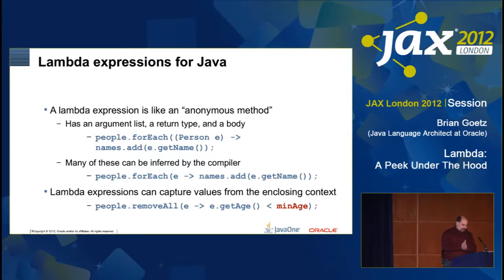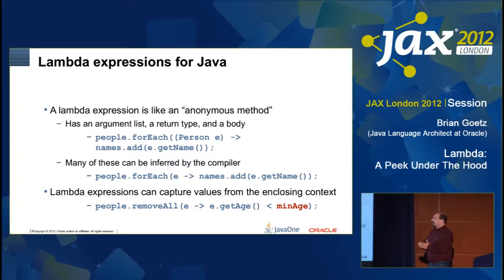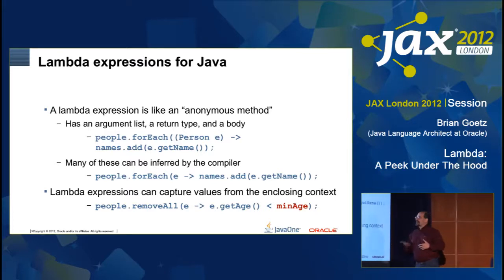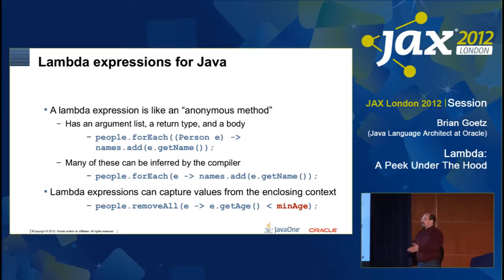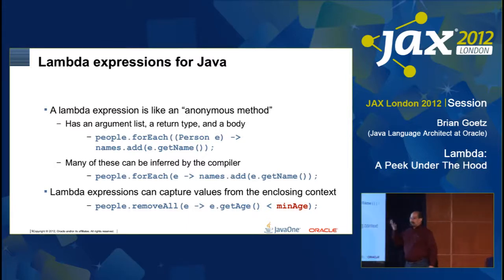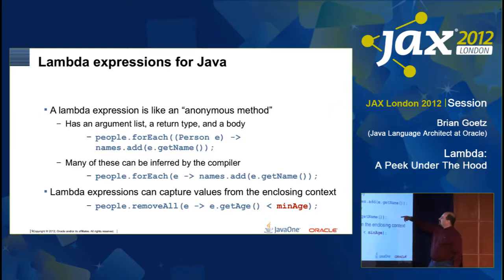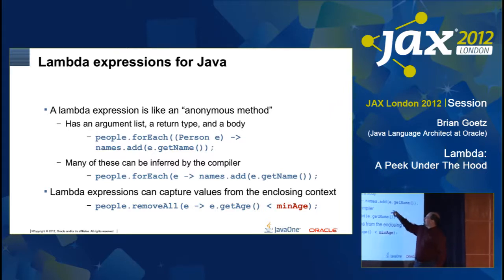So, like I said, a little bit of repetition here for those of you who missed the last talk. A Lambda expression or a closure is an anonymous method. It has everything a method has. It has an argument list. The arguments have types. It has a return type. It has a body. It has a list of thrown exceptions. The one thing it doesn't have is a name. And the idea is, it's a way of representing a little bit of behavior that you can treat as data. You can store it in a variable. You can pass it to a method. So, for example, people.forEach, take the person, get the name, and stick it in a collection.